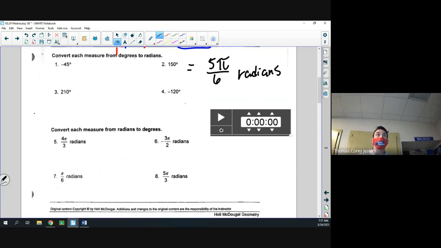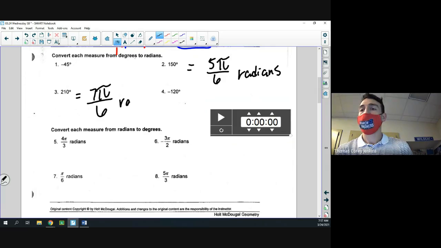Parker, give me one more from that set, 1 to 4. 3, 7, 5. You gotta watch out for those negatives. Yeah, so with the negatives, it's the same thing. It's just going to be negative in negative radians. Okay. Anybody want to check any of the other two? Yes. Yeah.